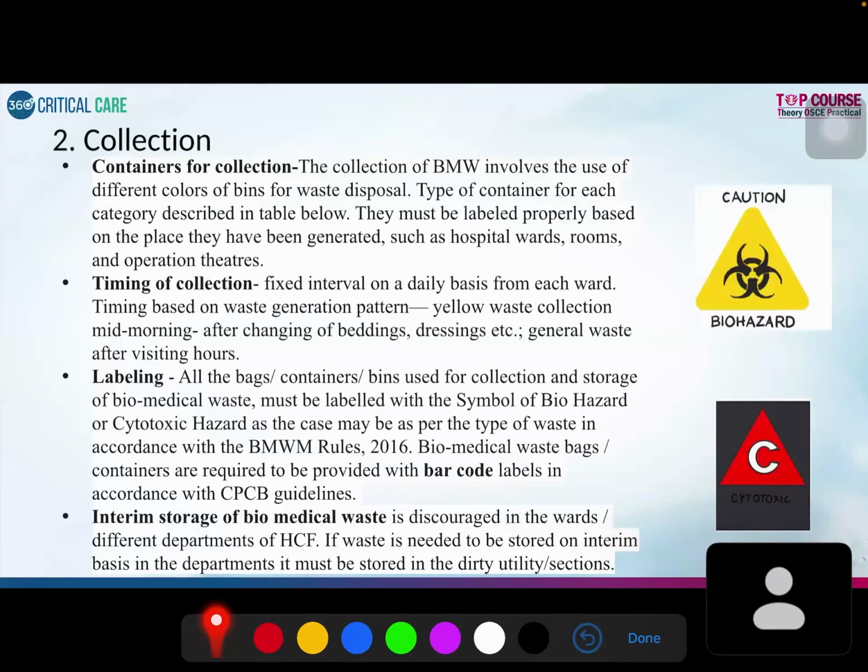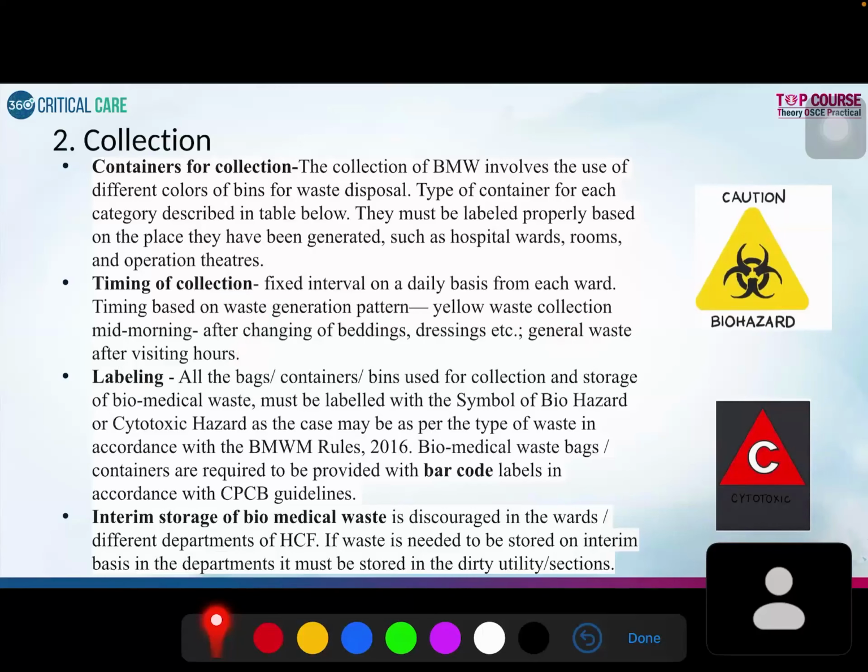The second step is collection. Now, even the container of the collection is specified depending upon the category of the waste. I've clubbed both the categories of the waste and the type of the collection bin in one table in the next slide. Timing of collection should be fixed. It should follow your waste generation pattern. So if you're doing a lot of changing of dressings in the morning hours, then the collection should be mid-morning to prevent its accumulation. General waste collection should be done after visiting hours to again prevent its accumulation.